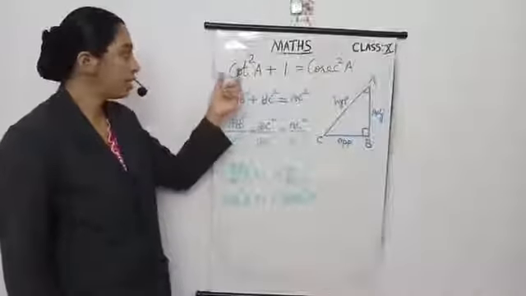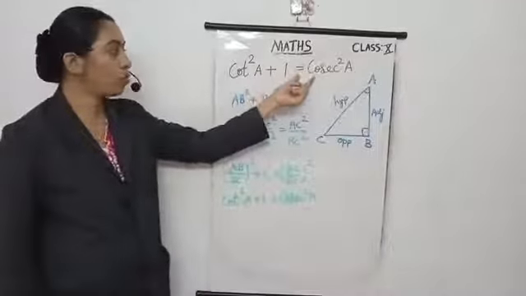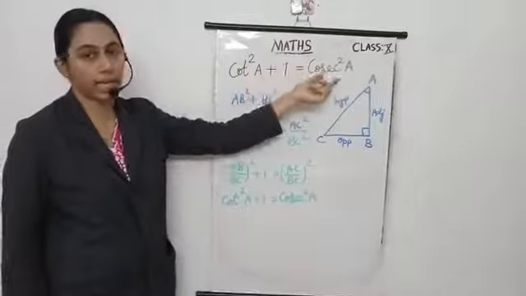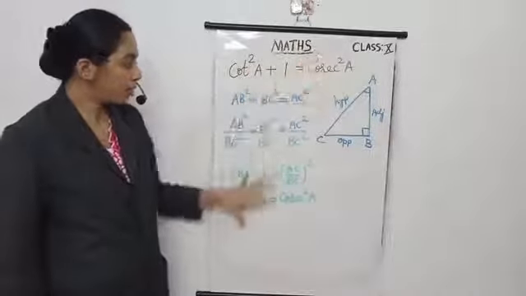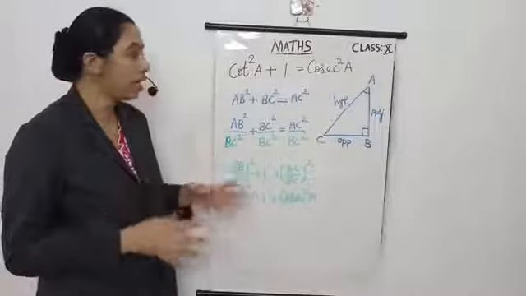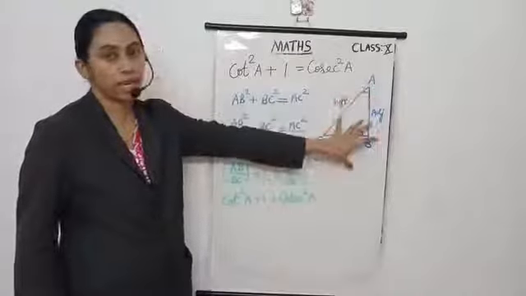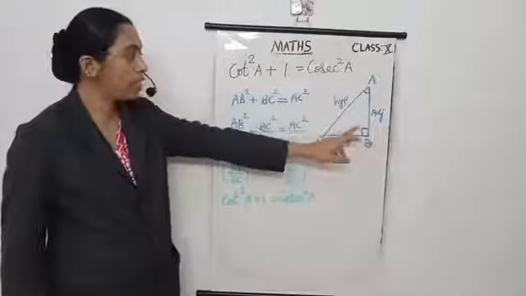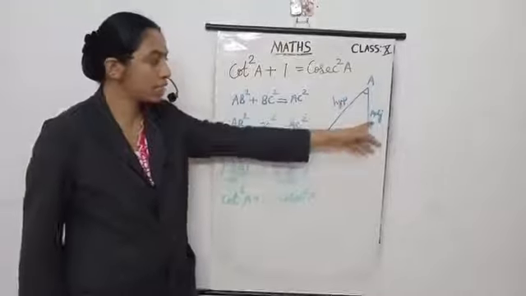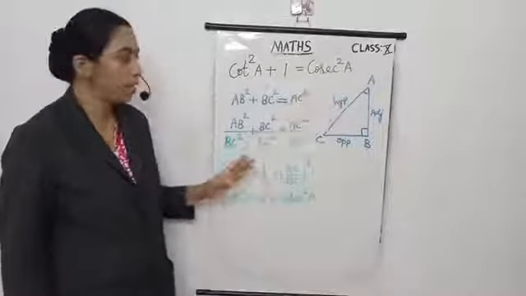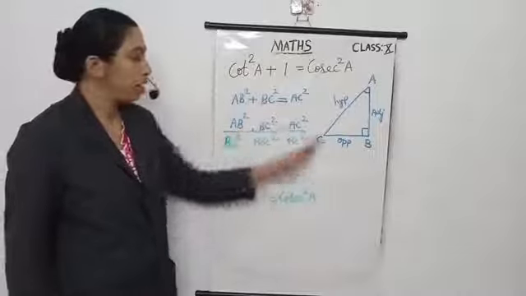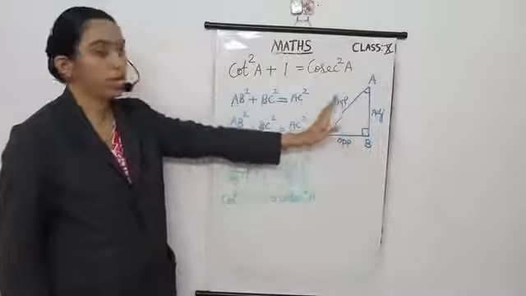Third identity is cot square A plus 1 equal cosec square A. This proof I am going to explain same like previous explanations. Consider right triangle with angle B 90 degree and we take angle A and sides with respect to angle A: this is opposite side, this is adjacent side and this is hypotenuse. Now Pythagoras theorem, AB square plus BC square equal to AC square. Adjacent square plus opposite square equal hypotenuse square.